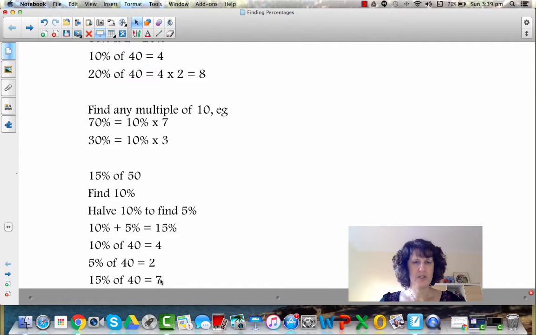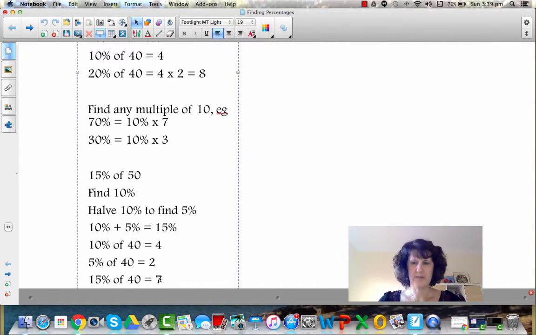And that's wrong, isn't it? It should say 6. Let's fix it. 4 plus 2 is 6. So 15% of 40 is 6.